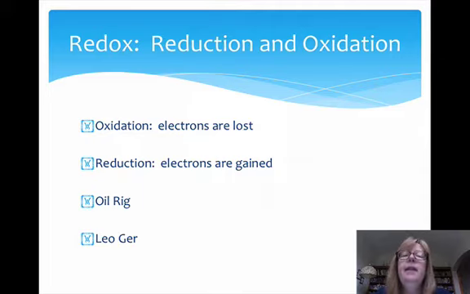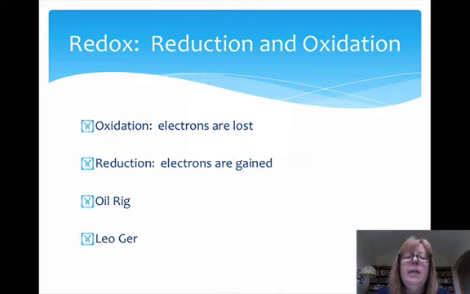Oxidation is when electrons are lost. All right, so electrons are negative, so when they're lost, the charge is going to become more positive. Reduction is when electrons are gained. Well, I know this can be confusing. How am I going to remember this? Well, there are two mnemonics that seem to help chemistry students.